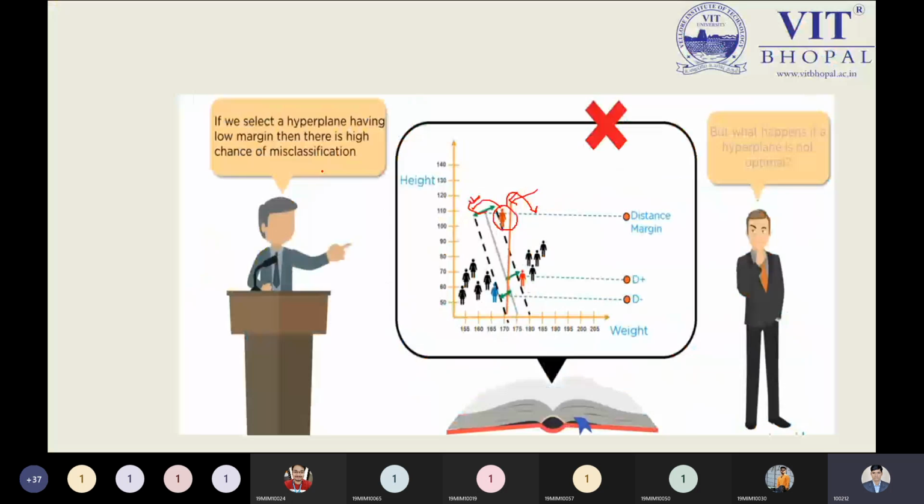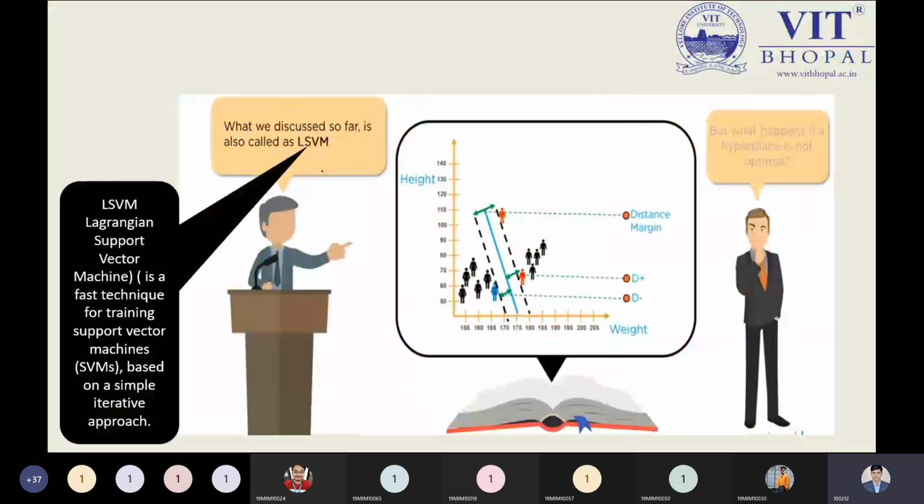But so far, we have seen the problem, and that problem leads to the Lagrangian support vector machine. Basically, it is a fast technique, a flavor of the SVM. LSVM is also sometimes known as a linear support vector machine. But technically, the name is Lagrangian support vector machine. It is basically a fast technique for training the model with the support vector machine, and it also uses an iterative approach. As you have seen in the two animated images, we have an iterative process and iterative approach.